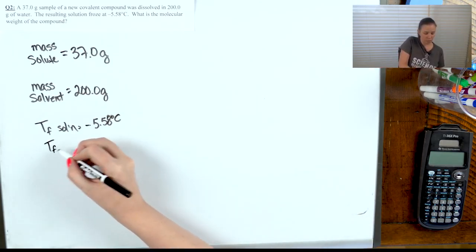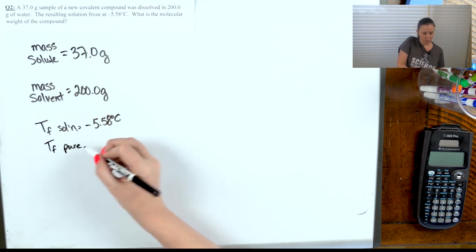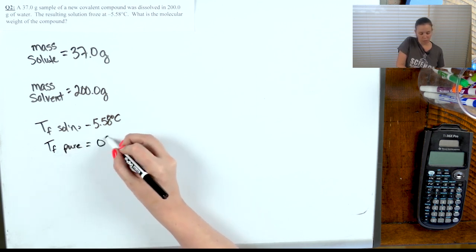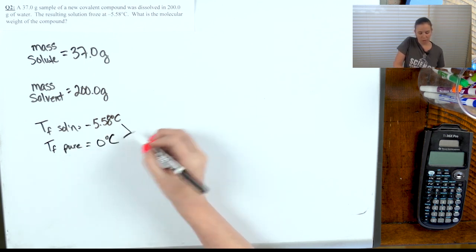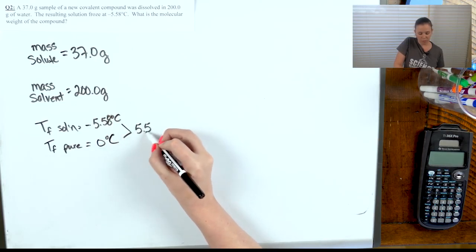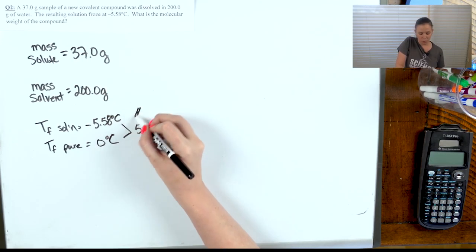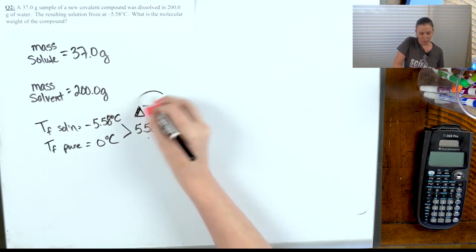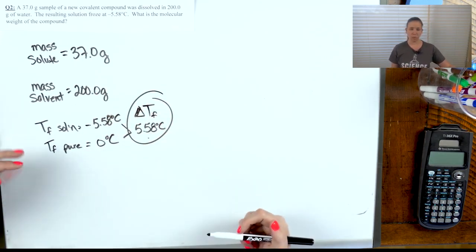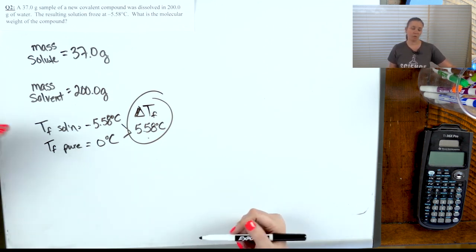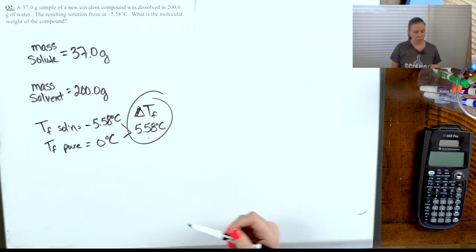So our pure substance, or pure water, would freeze at 0 degrees Celsius. And so we can find the difference there of 5.58 degrees Celsius, which is what we'll use for our delta TF. The difference between where water would normally freeze and where it froze in this situation.